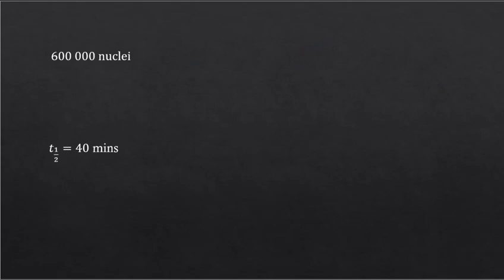So let us have another example. Let us say we have 600,000 nuclei, and let's just say that the sample has a half-life of 40 minutes. After 120 minutes, I want to know how many nuclei will be left. So 120 minutes is equal to 3 half-lives. Therefore, the number of nuclei after 3 half-lives is the number of nuclei divided by 2 to the power of 3, which is equal to 75,000 nuclei.